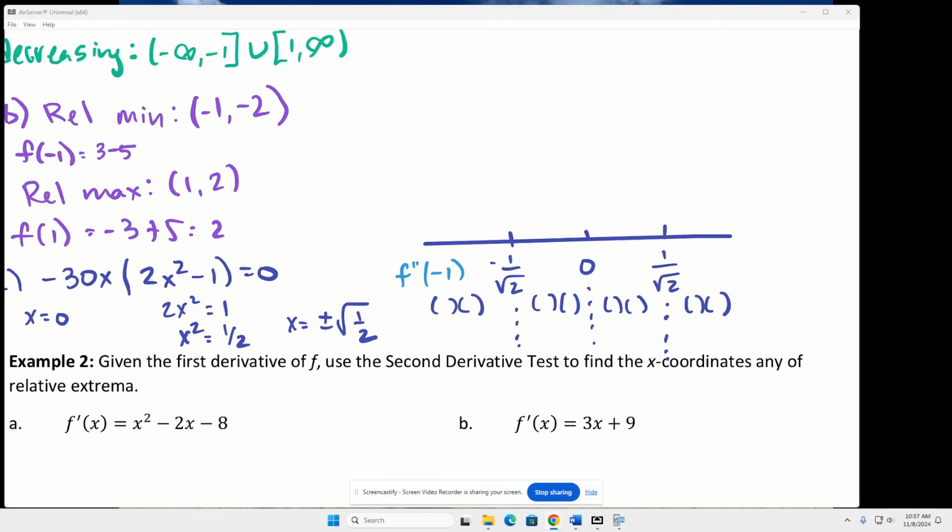So I'm going to put -1 in for this x, which is going to be -30 times negative. It's going to be a positive. When I put it here, I'm going to square it, so it's going to be 2 minus 1, which is a positive.